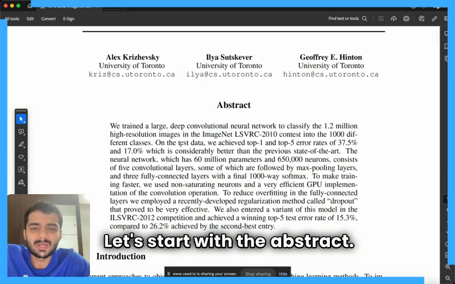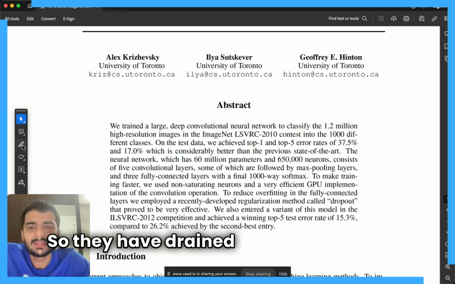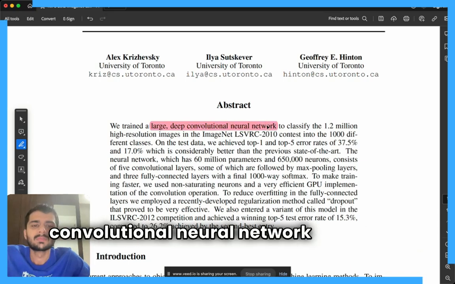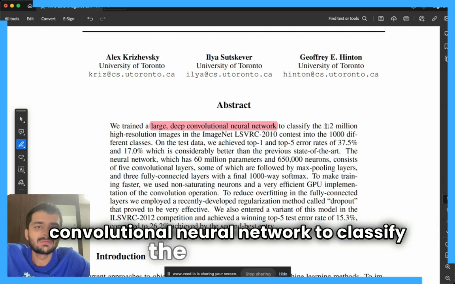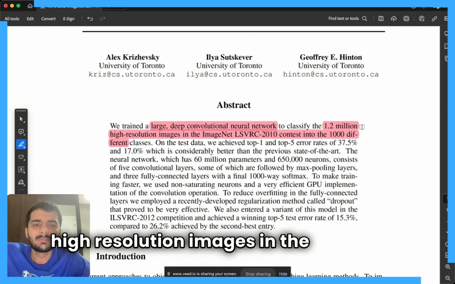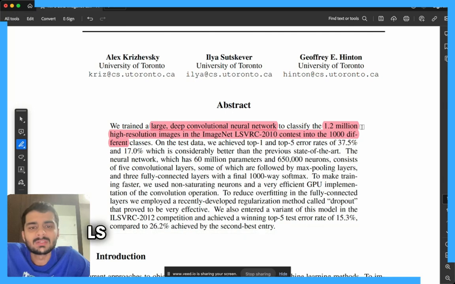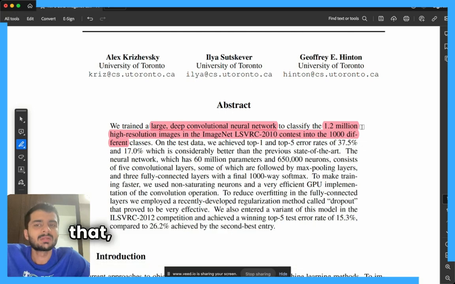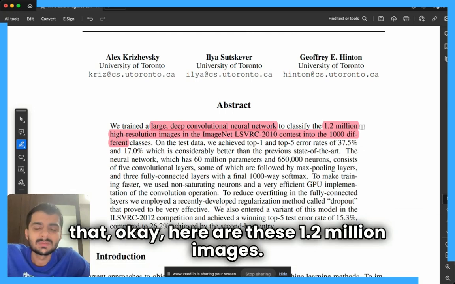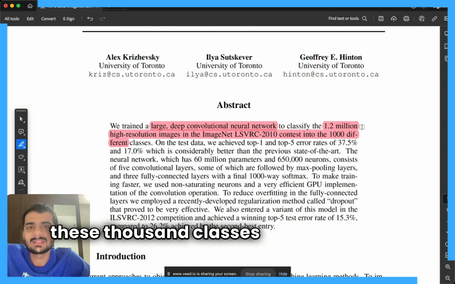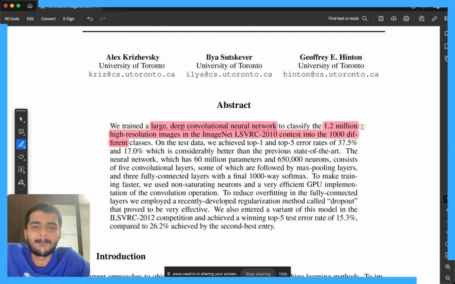Let's start with the abstract. So they have trained a deep convolutional neural network to classify the 1.2 million high resolution images in the ImageNet LSVRC 2010 contest. The classification challenge was that here are these 1.2 million images. Develop your model and try to predict which of these classes this image belongs to.